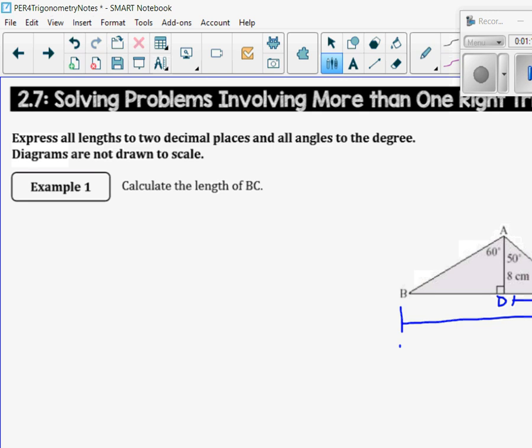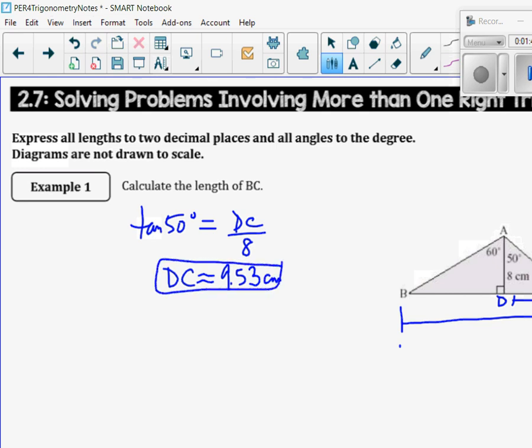Okay, so tan of 50 degrees is equal to opposite, which is DC, over adjacent, which is 8. So DC is approximately, so we're going to do 2 decimal places this time, right? 9.53. And this is centimeters. Okay, so now we're going to do BC.